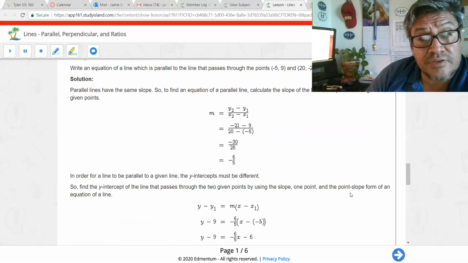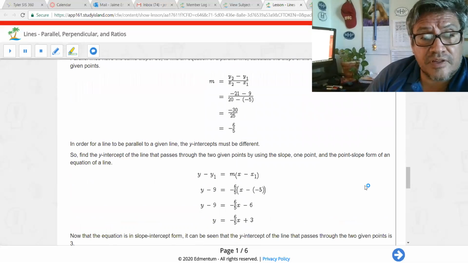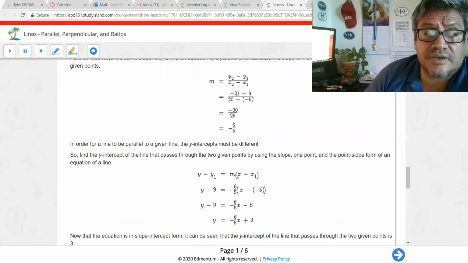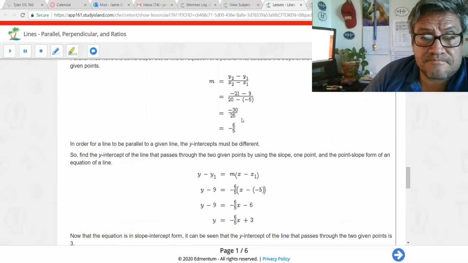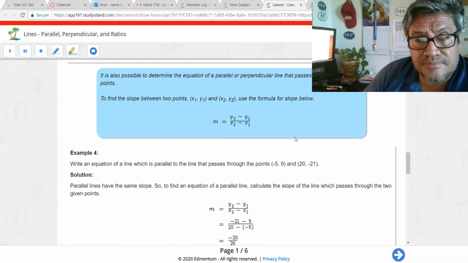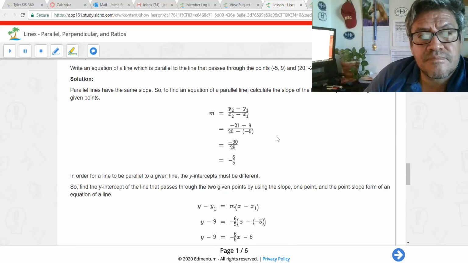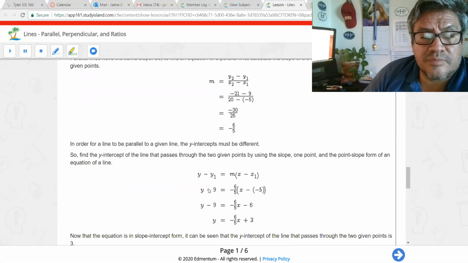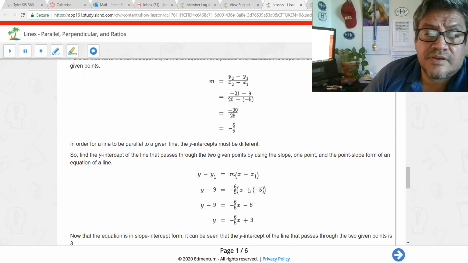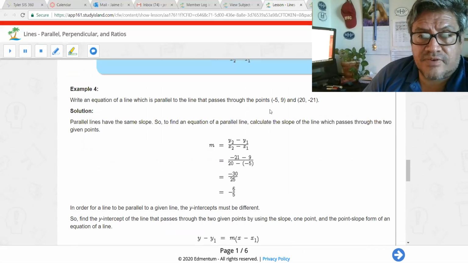Find the y-intercept of the line by using the slope and one point in the point slope form of an equation of a line. So y minus y1 equals m times x minus x1. We're going to use the slope and the point negative 5, 9. So it would be y minus 9 equals the slope, which we've calculated as negative 6 over 5, times x minus, and then that value is negative 5, as you see right here.